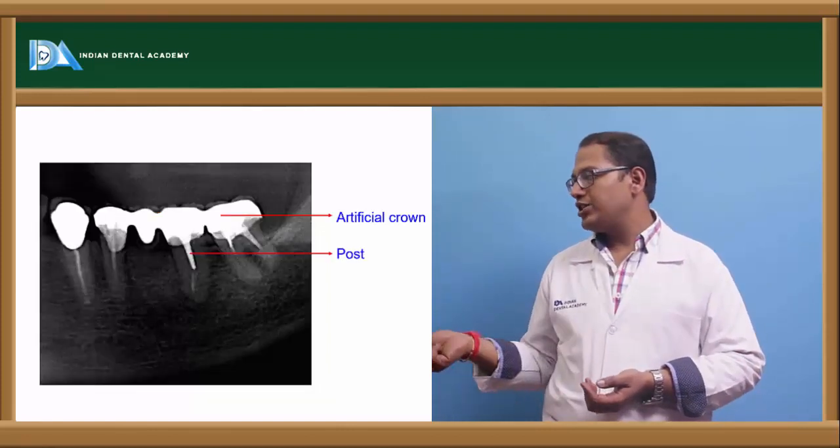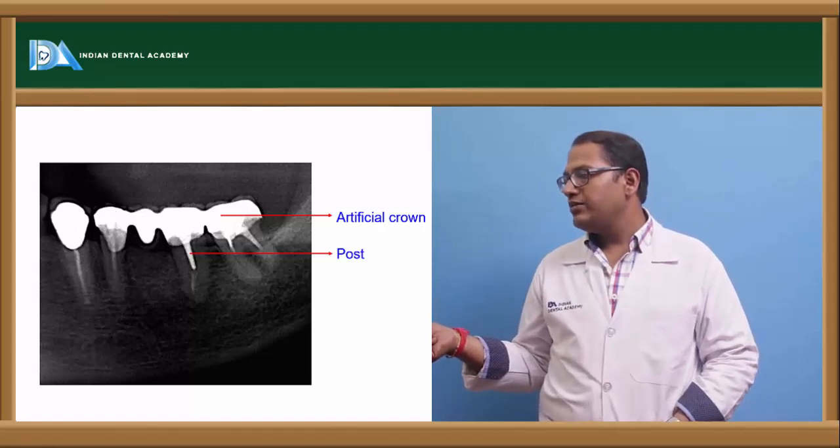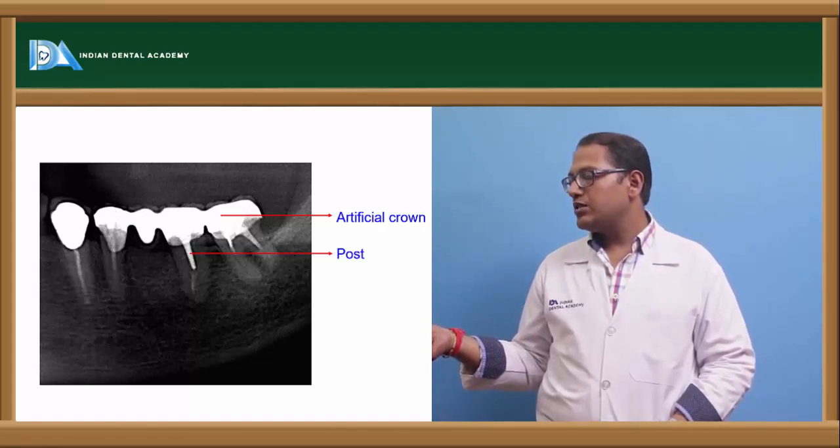Now coming to the restoration part. We will have an artificial crown over there. We can see there is a post, we have artificial crowns on the top, and we have a pontic here. Everything is supported by, see, there is a post, here is a post, here is a post, and some amount of gutta-percha left behind.